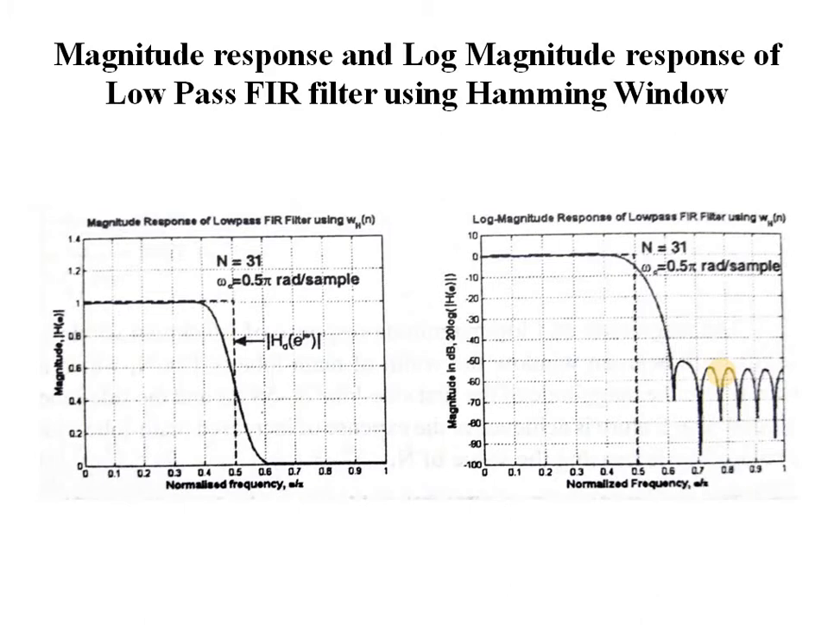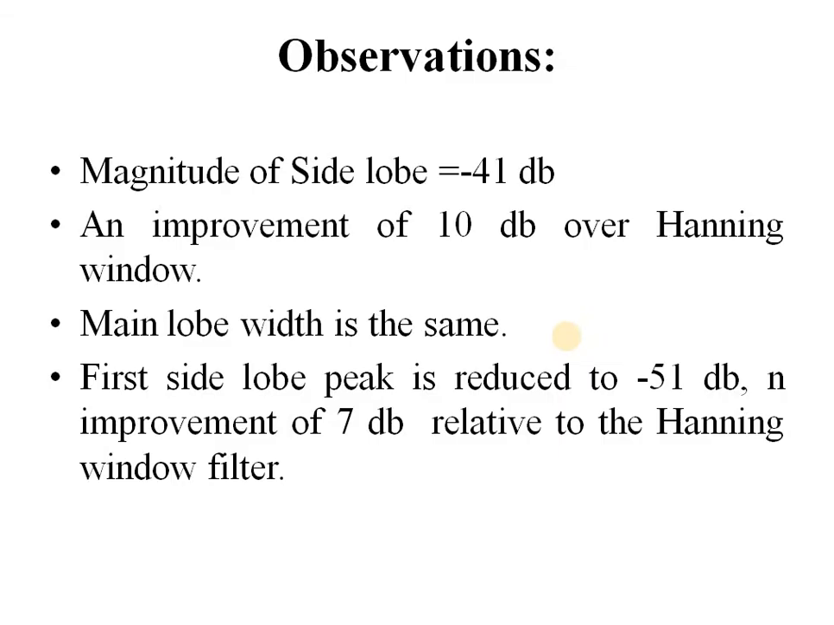Based upon our discussion, once again I would like to summarize my observations. The magnitude of the side lobe level here in the case of the Hanning window is equal to minus 41 dB. It is a considerable improvement when we compare with the Hamming window, as much as 10 dB, and the main lobe width is the same in both cases. And when we observe the magnitude and log magnitude responses of a low pass FIR filter designed with the Hanning window, the first side lobe peak is reduced to minus 51 dB, an improvement of 7 dB relative to the Hamming windowed filter.